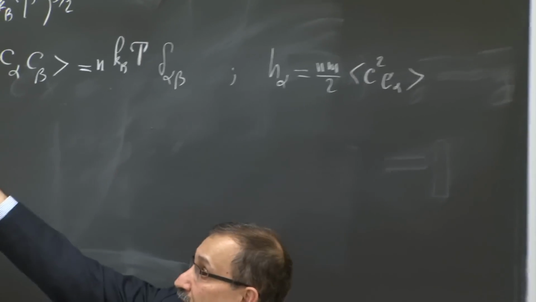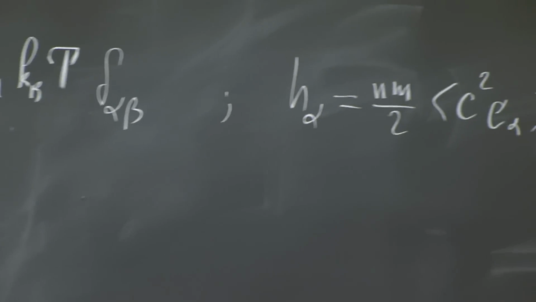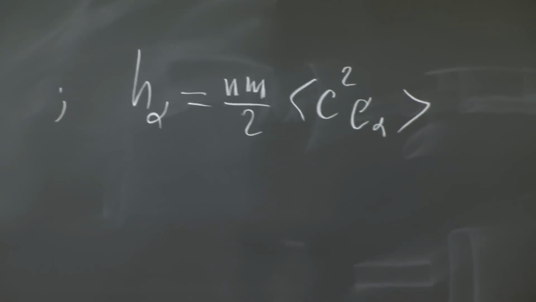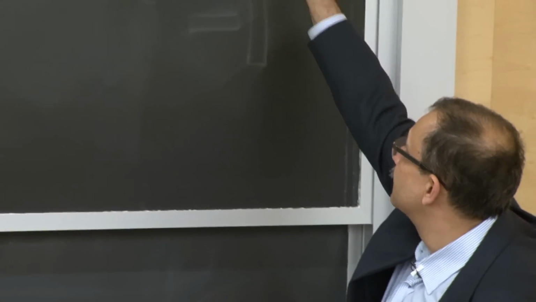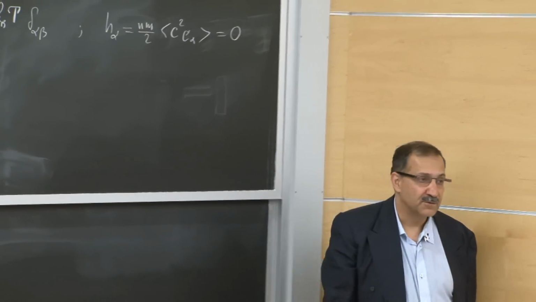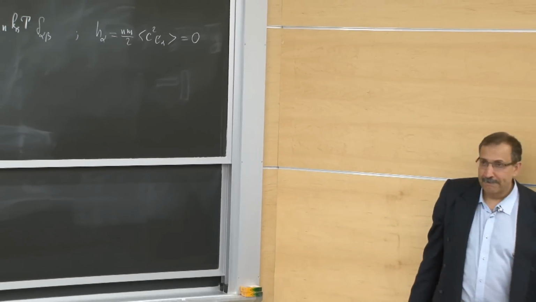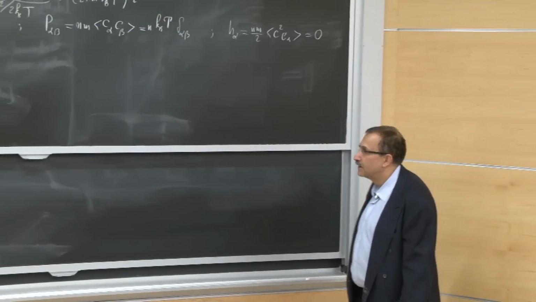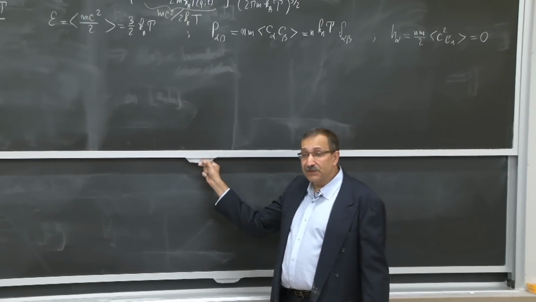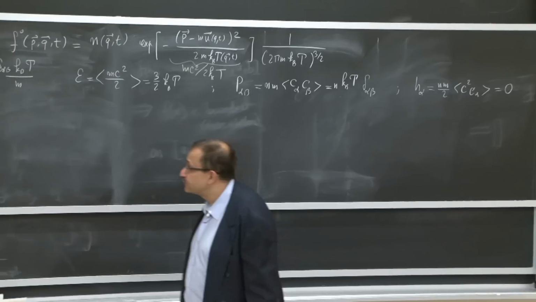And the weight that we have written down is Gaussian, so it is symmetric. So all odd powers are going to be 0. There is no heat transport vector here. Okay.